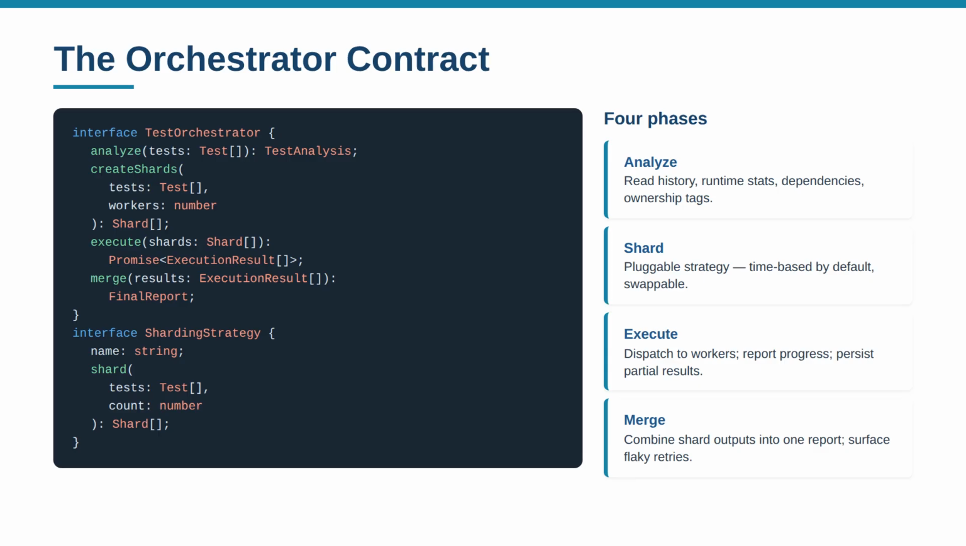Execute dispatches shards to workers, reports progress in real time, and persists partial results so a single worker crash doesn't lose the other workers' output. And merge combines shard results into a single report, surfacing any tests that required retries. The pluggable sharding strategy is the key design choice here. Because the strategy is an interface, you can swap file-based for time-based for impact-based without changing the orchestrator. That's the extension point that makes this architecture last as your suite grows.